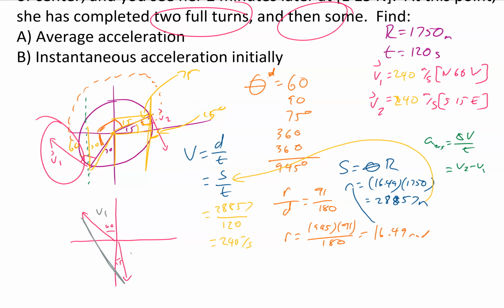Remember, if this is v1 and this is v2, our delta v is always v2 minus v1. So that's going to be our vector right there. And for that, we're going to have to use the cosine law. So 240 squared plus 240 squared minus 2 times 240 times 240. We don't know what the angle is in here, so let's take a minute to think about this.